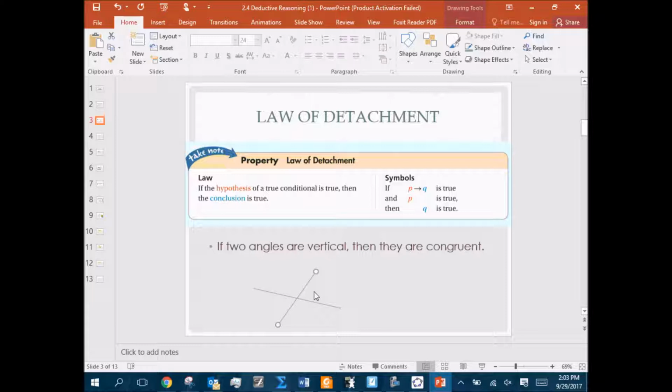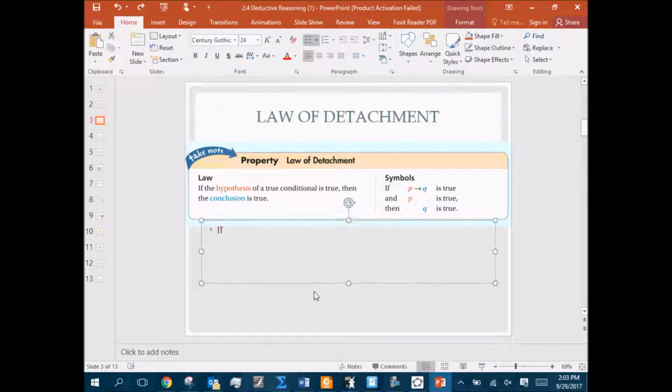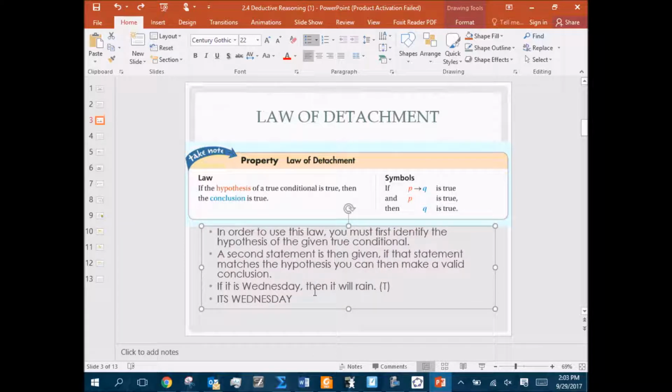Okay. Hopefully the law of detachment is extremely easy. It says that the hypothesis of a true conditional is true. What they're saying about that is the statement that I give you. Let's go back to maybe the raining one on Wednesday. When it says if the hypothesis of a true conditional is true, so this is a true conditional. They're saying this is the hypothesis being true. It's a better way for them to say this second statement matches the first statement's hypothesis. If they match, then this conclusion here is true for that new statement.